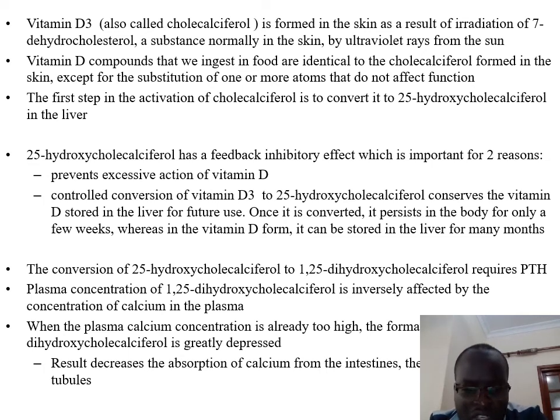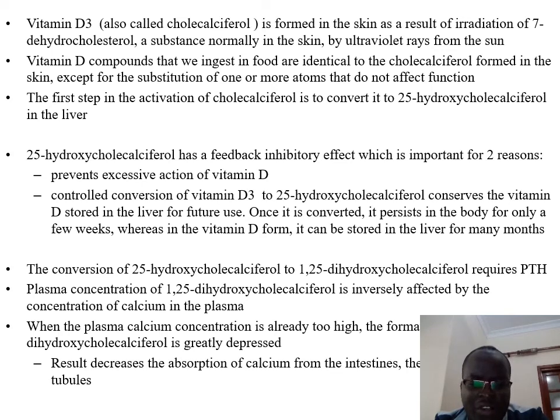The plasma concentration of 1,25-dihydroxycholecalciferol is inversely affected by the concentration of calcium in the plasma. The more calcium you have, the less the activation of 1,25-dihydroxycholecalciferol, which makes sense because if you still have a lot of it, you'll be absorbing a lot of calcium from the GIT, mobilizing more calcium from the bone, and reabsorbing much of the calcium from the kidneys. So you end up with hypercalcemia. So the more calcium you have, the less 1,25-dihydroxycholecalciferol you are going to have.